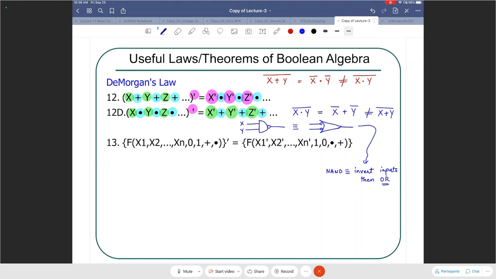Now, for 13, property number 13, it actually is the general case for both 12 and 12D. And it says, if you have a function in which you have many variables, x1, x2, x3, and so on up to xn, so you have n binary variables, and in that function, you also have 0 and 1 and so on, and you have ORs and ANDs, and if you complement that, on the left-hand side, on the right-hand side, all those variables get complemented. The zeros become ones, ones become zeros, ORs become ANDs, and ANDs become ORs. Everything gets complemented. So 13 is a sort of a general Boolean algebra property that covers 12 and 12D.